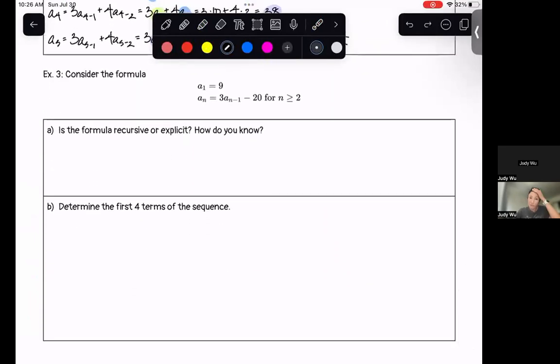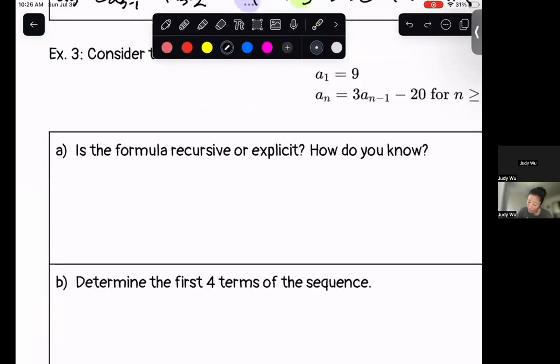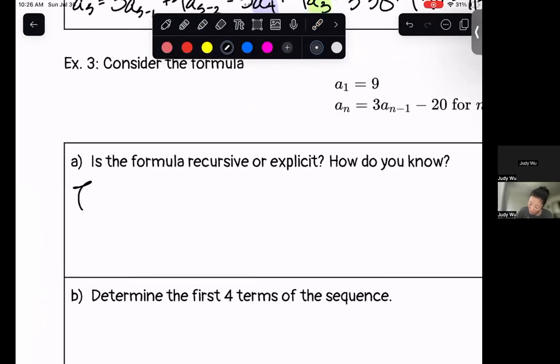So consider the formula a sub 1 equals 9, a sub n equals 3 a sub n minus 1 minus 20, for n greater than 2. So this looks a little bit different than the first two examples we've seen, because we only have one starting term. That's the only term we need. Everything after that, we plug into this formula, okay?